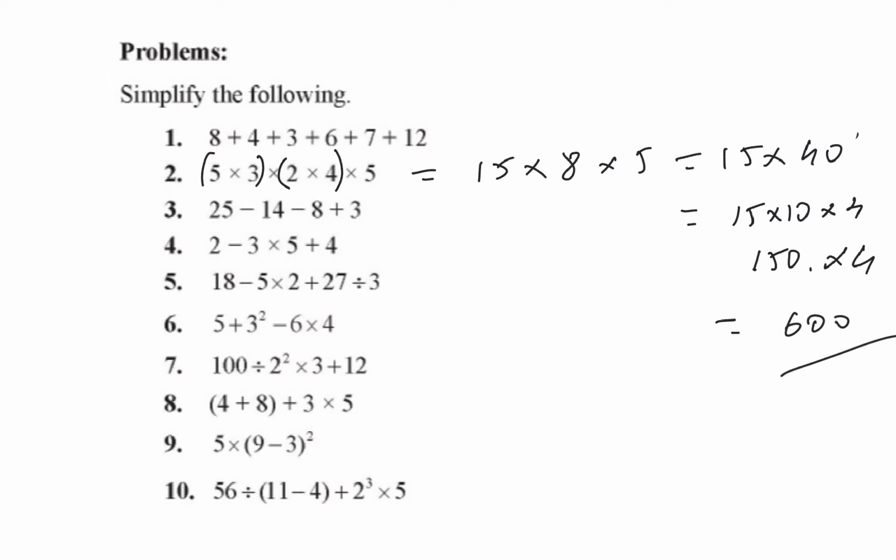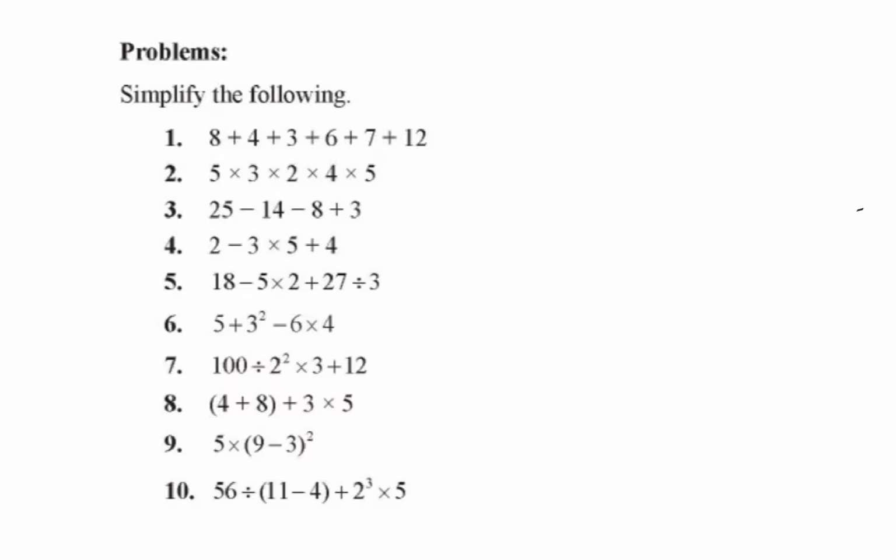Okay. Now let's go to the next operation. What is the order of operation here? Well, we make the sum of the positive numbers and we subtract the negative number. Positive number, 28. Negative number, 14 plus 8, 22. And we subtract. Result, 6. Okay, so the third one is done.